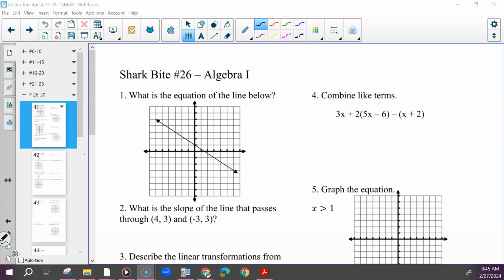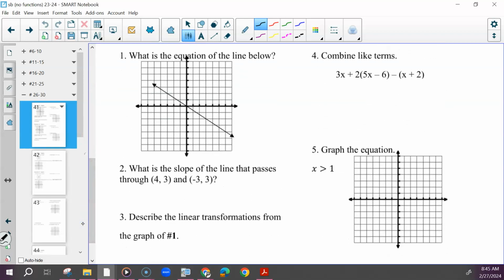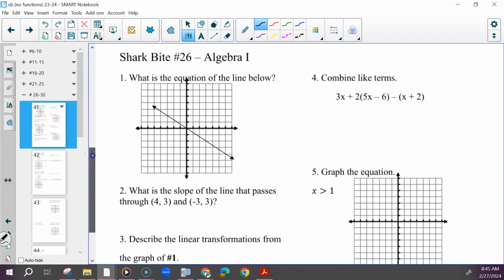I will say that number 1, there are two different graphs. Some of you got the graph that looks like this, where the y-intercept is at 1. Some of you got the graph that looks like this, where the y-intercept is at 0. I just forgot to make them both the same. So I'll do that one for both of them, and you just write the right one.